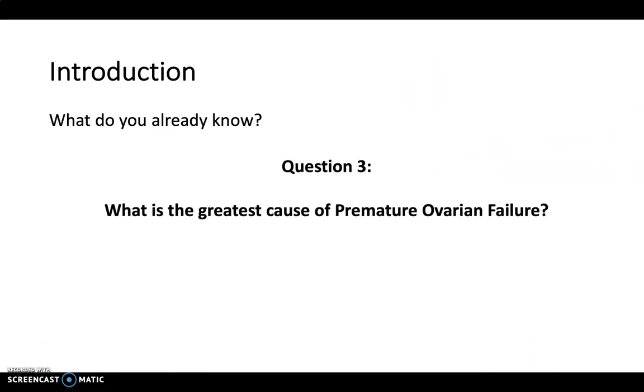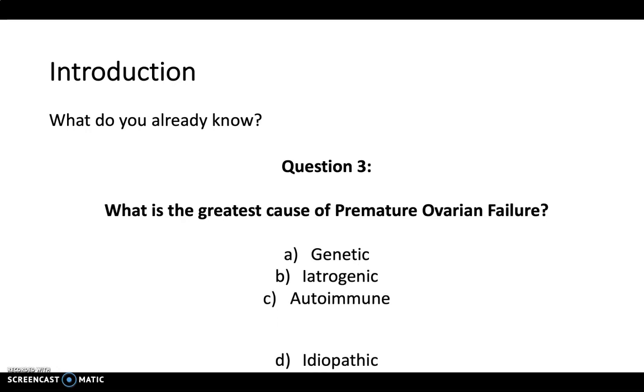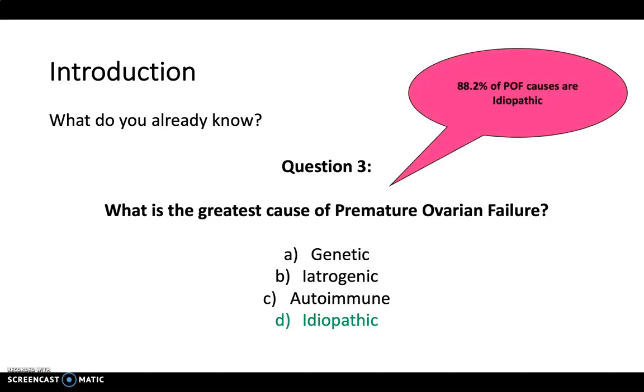And finally, what is the greatest cause of premature ovarian failure? Is it genetic, iatrogenic, autoimmune, or idiopathic? And the answer is D. It's thought the majority of cases are idiopathic. Don't worry if you didn't know the answers to these questions, because we're going to go through them again at the end of the video.